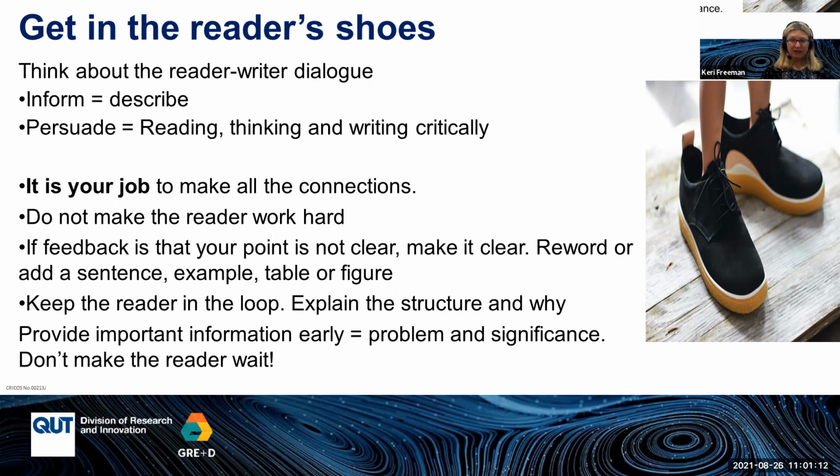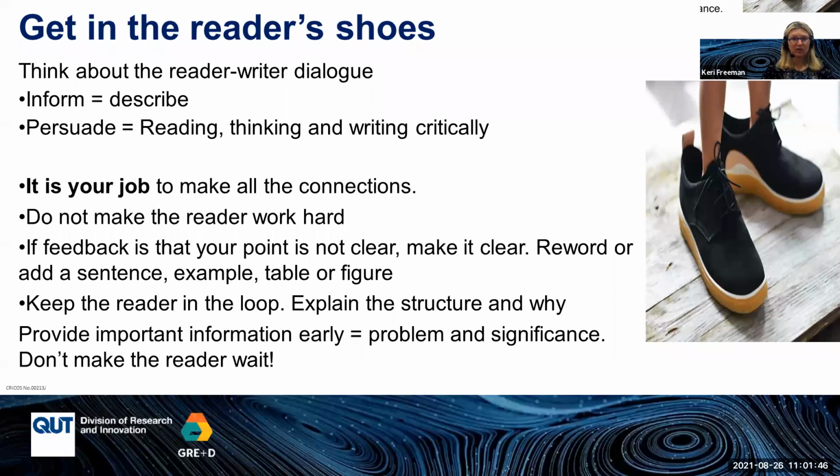Imagine who your audience is. As we said, they're experts in your field, they're interested in your field, but they're not experts in your study. Everything has to be really clear. If the feedback is that it's not clear what you're saying, make it clear. Don't get cross and say, well, I think it's clear. If your feedback is that it's not clear, you have to go with that. Just reword. See if you can make it better. Maybe you need to add a sentence. Maybe you need to give an example. Always keep the reader in the loop.